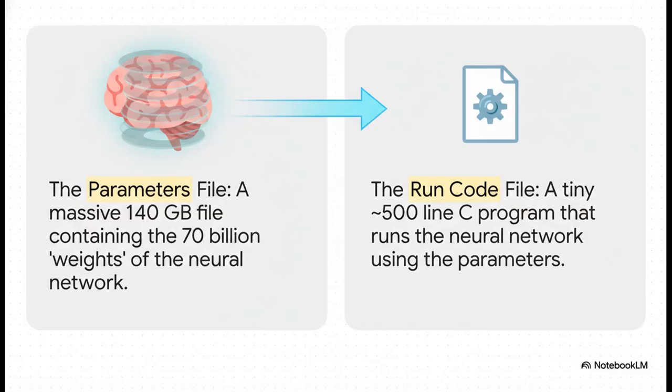Well, on one side, you have the parameters file, and for a model like Llama 2 70B, this thing is a monster, a colossal 140 gigabyte file. You can think of this as a model's entire brain, all of its knowledge. And on the other side, a surprisingly tiny file with only about 500 lines of C code. This is the engine, the simple logic that knows how to read that giant brain and make it talk.